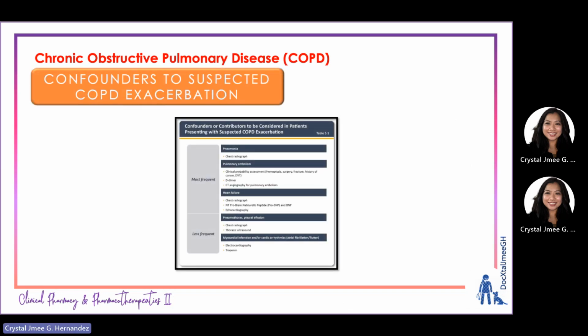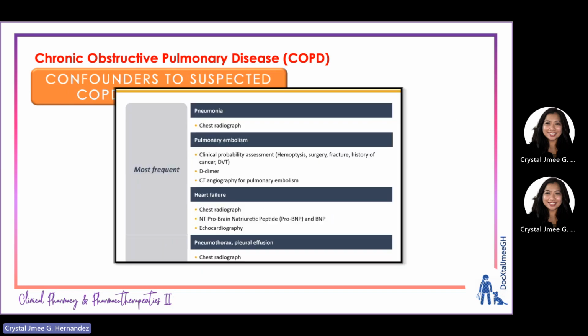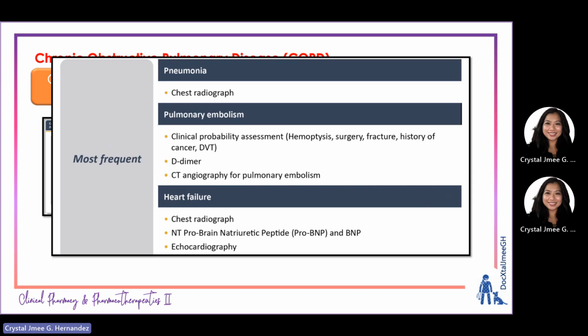So for confounders to suspected COPD exacerbations, we have the following. Most frequent is pneumonia, so we look at chest radiography to confirm. Then pulmonary embolism: clinical probability assessment, checking for hemoptysis, whether the patient underwent surgery, fractures, history of cancer, or deep vein thrombosis. We assess the levels of D-dimer for thromboembolism, and then, of course, CT angiography for pulmonary embolism.